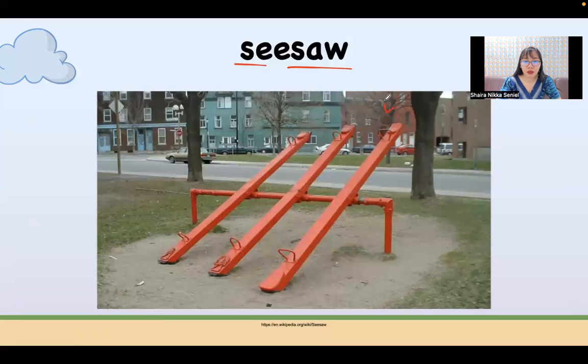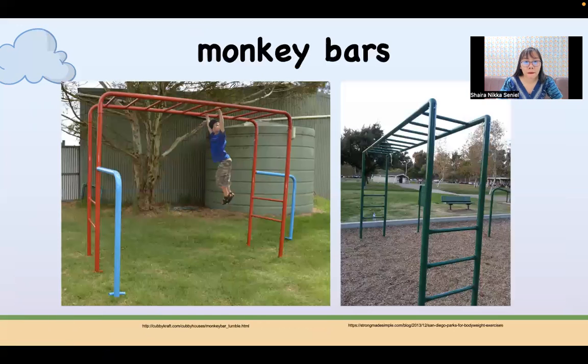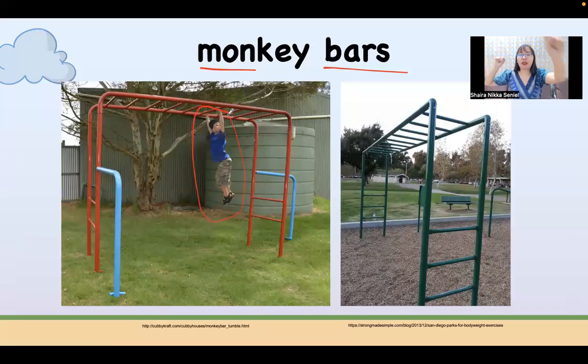Okay, this one, seesaw. Okay, seesaw, so there will be one kid over here and then one kid over here and they will take turns going up, down. Okay, seesaw. All right, next one, monkey bars. So just like this kid, okay, hang on the bars. Monkey bars, okay.